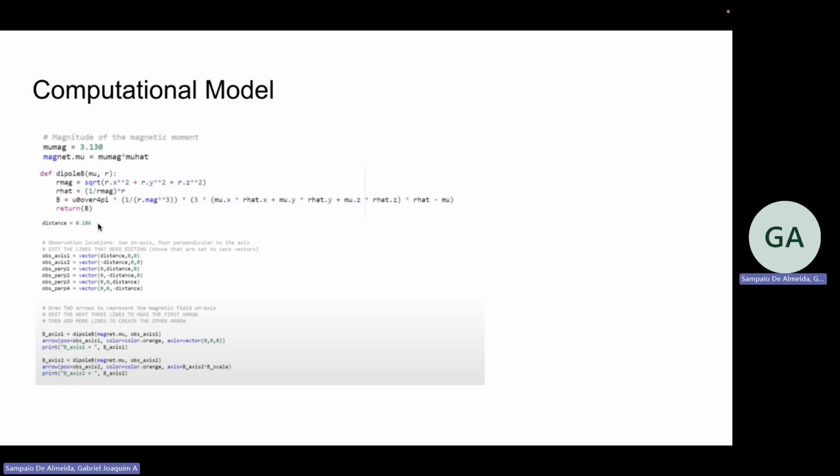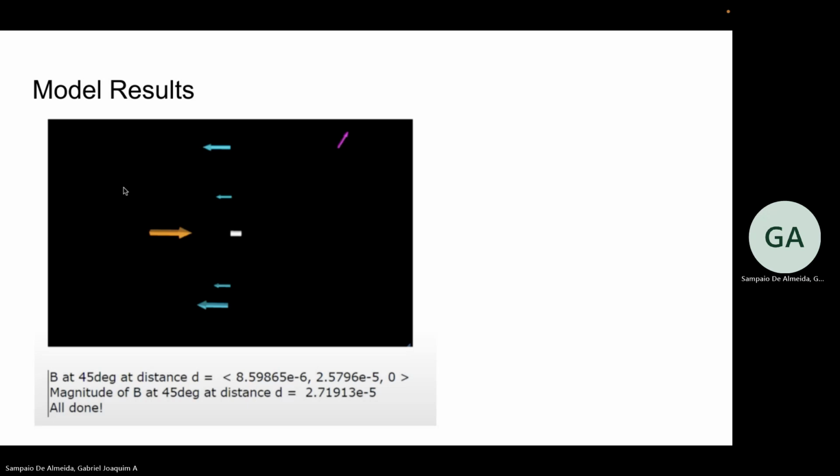This is a picture of the computational model used with the applied constants. And these are the model results. The magnetic field at 45 degrees at distance d was obtained to be 2.71 times 10 to the negative 5.